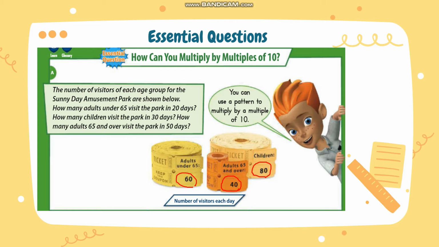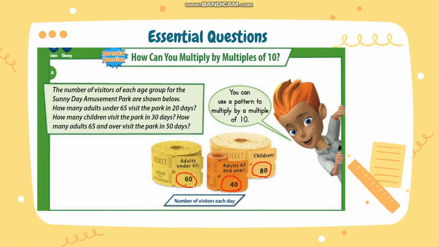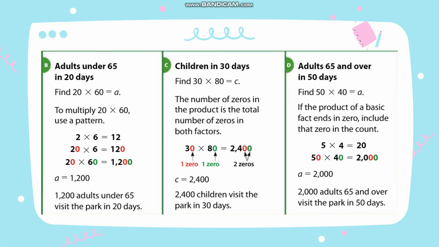So we can use a pattern to multiply by a multiple of 10. The first one is the adults under 65 in 20 days. The adults under 65, as you can see, there are 60 visitors. So 60 multiplied by 20 days. How are we going to multiply? Find the basic facts. The basic fact is 2 multiplied by 6, and 2 multiplied by 6 is 12. Then 20 multiplied by 6 is 120, because 6 times 2 is 12, then you have 1 zero.